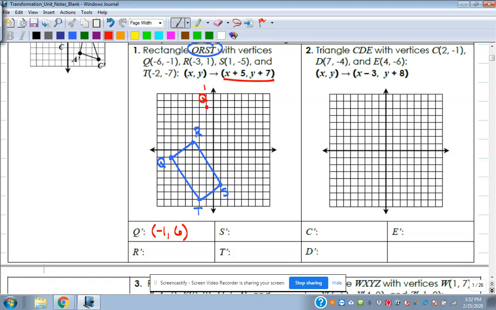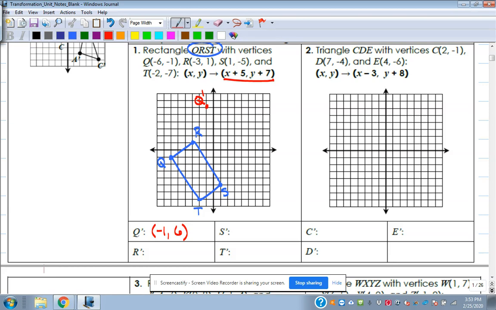All right, so I'm adding 5 to the x value of Q. So negative 6 plus 5 is negative 1. And then I'm adding 7 to the y value for Q. So negative 1 plus 7 is where the 6 came from. And I'm going to go plot that point. So negative 1 up to 6. 1, 2, 3, 4, 5, 6. And Q prime. So just labeling that point.